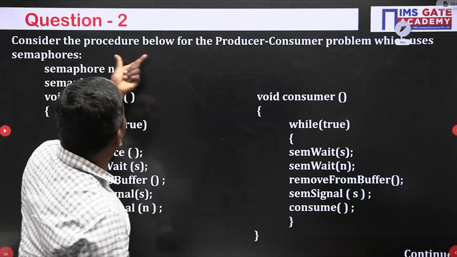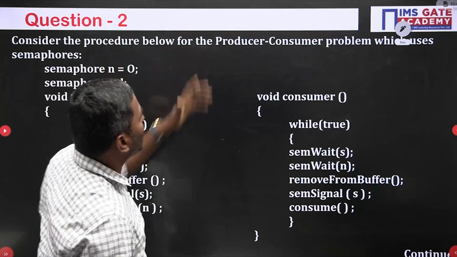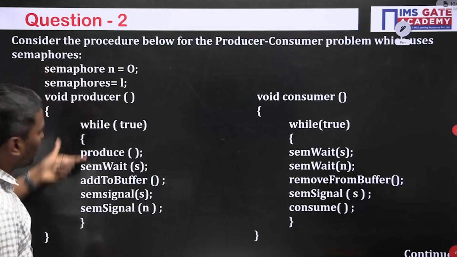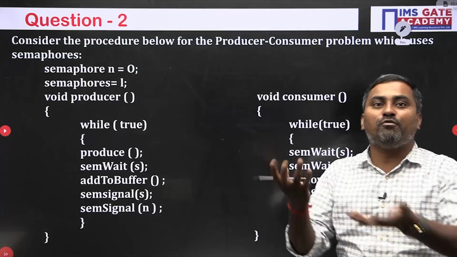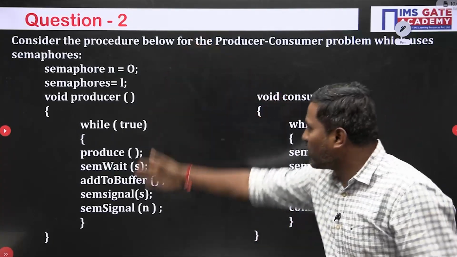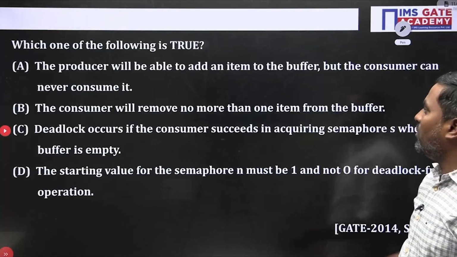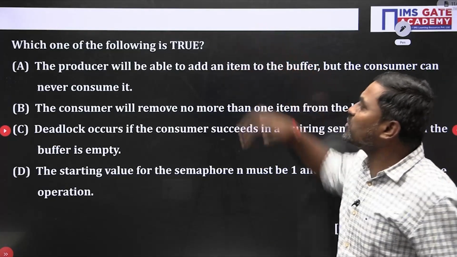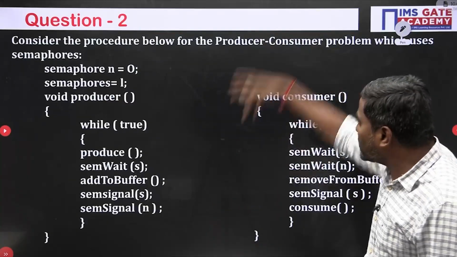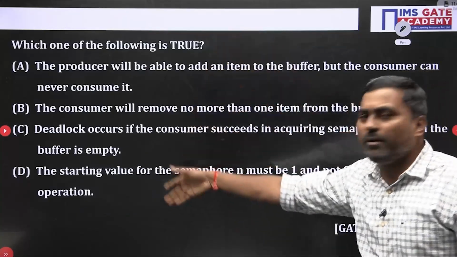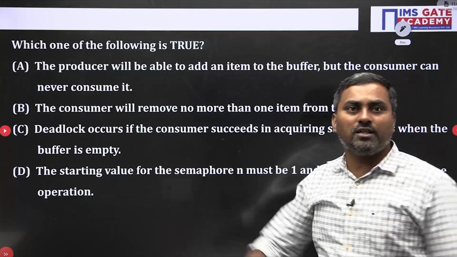Consider the procedure below for the producer consumer problem which uses semaphores. Again, it is a producer consumer problem based on semaphores only. Some producer code is given, consumer code is given. Now they are asking which of the following statements is true. There are 4 statements given. Based on this code, we should answer which statement is correct.